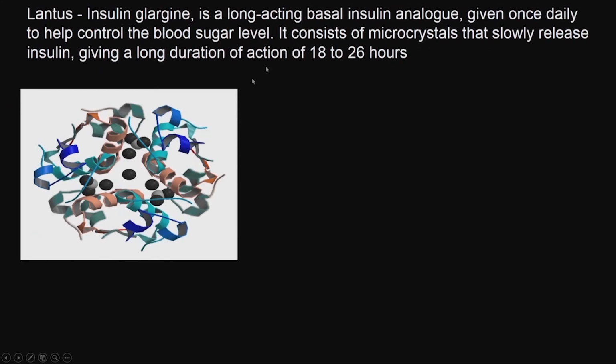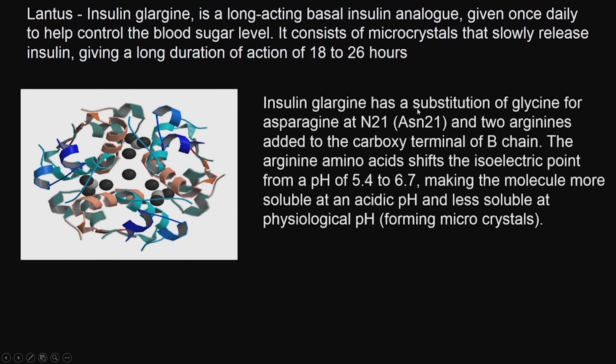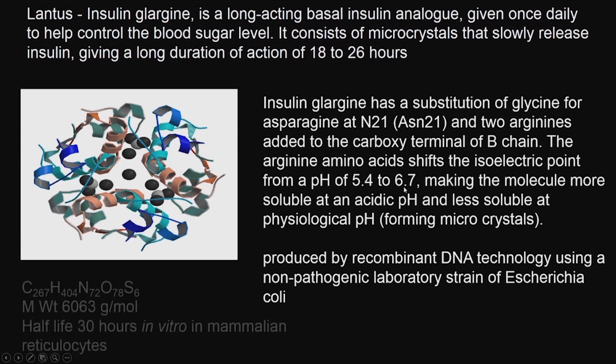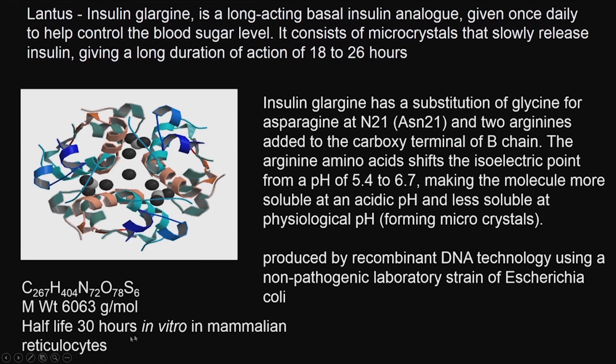Look at another one, this is a long acting basal insulin analog. An insulin analog is supposed to control the blood sugar level. It has a long duration of action, 18 to 26 hours. Produced by recombinant DNA technology, it has an isoelectric point of 5.4 to 6.7 and a half life of 30 hours in mammals, 6063. So it is not given orally, it has to be given by injection.